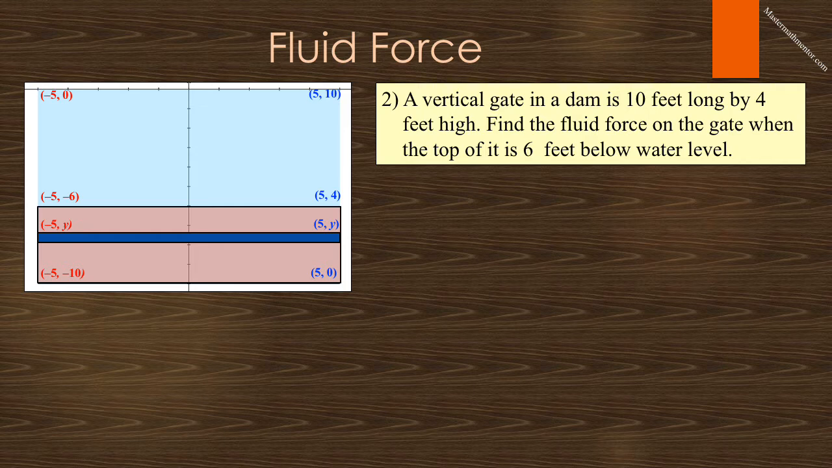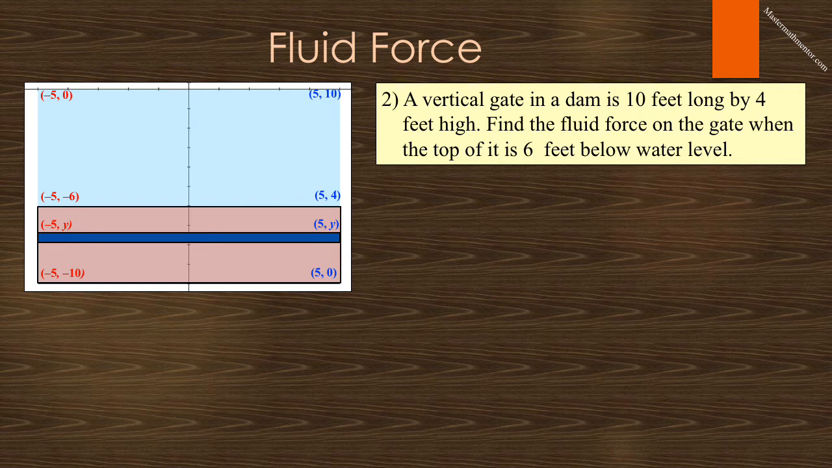We can either place the gate below the x-axis, which seems to make the most sense, or above the x-axis. So if we label the points below the x-axis, then the top is the point on the left-hand side in red, (-5, 0), and the bottom is (-5, -10). The gate top is at the point (-5, -6), and a representative place for the gate rectangle is (-5, y).